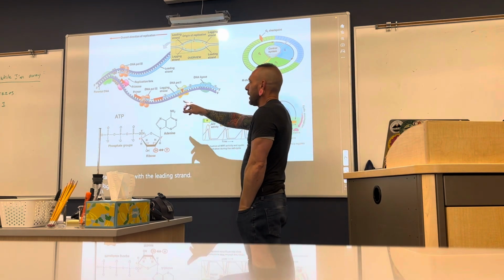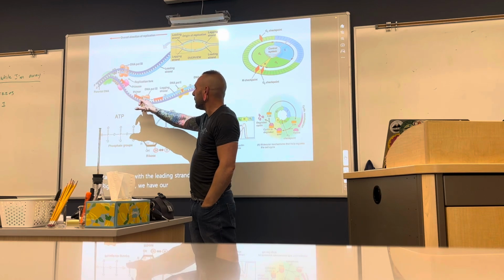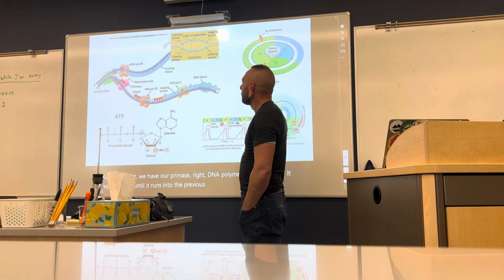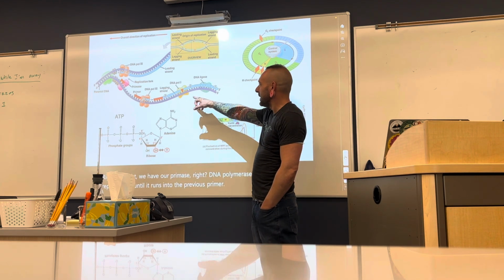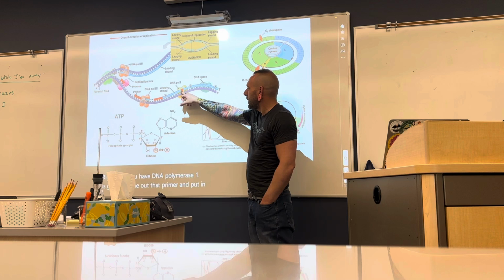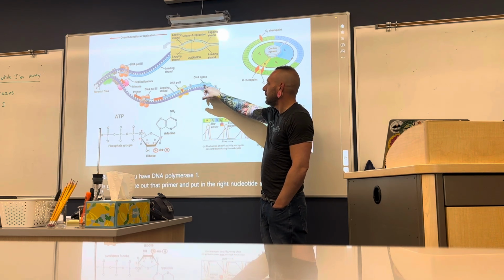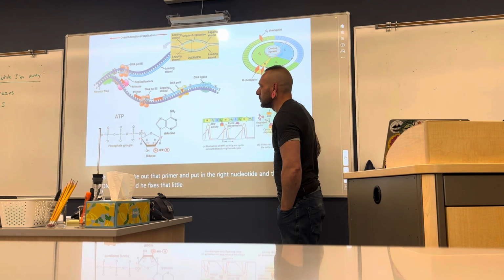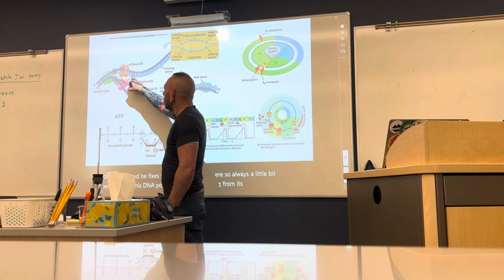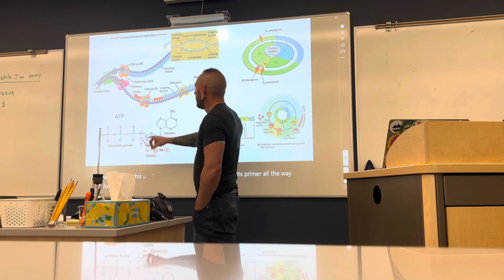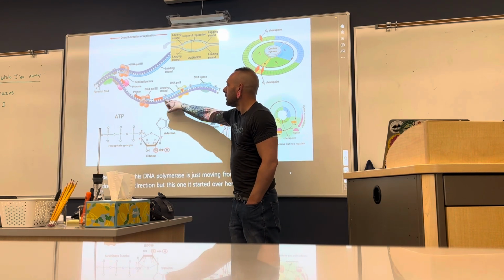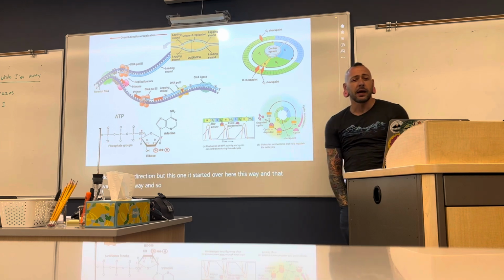So we have our primase, DNA polymerase joins, it replicates up until it runs into the previous primer. Then you have DNA polymerase 1. It's going to take out that primer and put in the right nucleotides, and then DNA ligase fixes that little split right there. So it's always a little bit behind. This DNA polymerase is just moving from its primer all the way down in that direction, but this one started over here and went this way, and that way, and so on. Those are called Okazaki fragments.